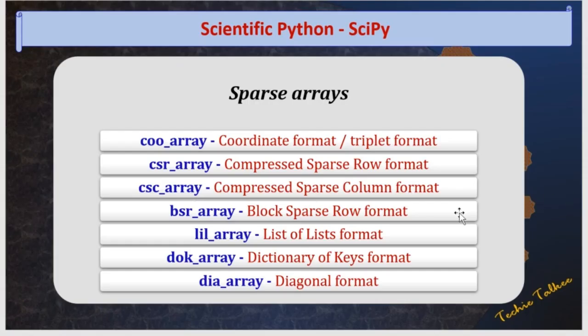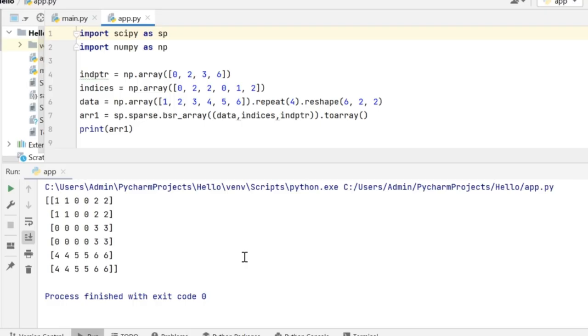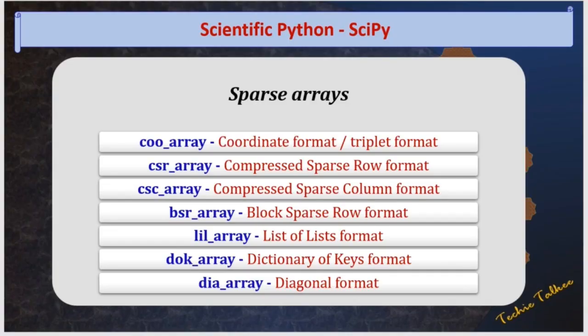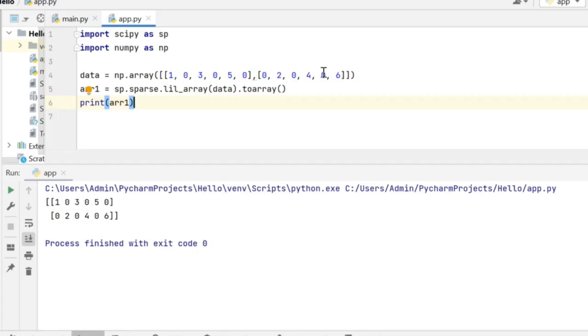BSR, which is the block sparse row format, is very similar to CSR, the compressed sparse row format. BSR will be appropriate for sparse arrays with dense subarrays. If you consider this example, we have a dense subarray for which the BSR array will be more efficient when compared to the CSR format. The LIL array, which is the list of lists format, is yet another sparse array with a row-based approach. So in this example, we have given a 2D array as an input to the LIL array, which is again based on rows.